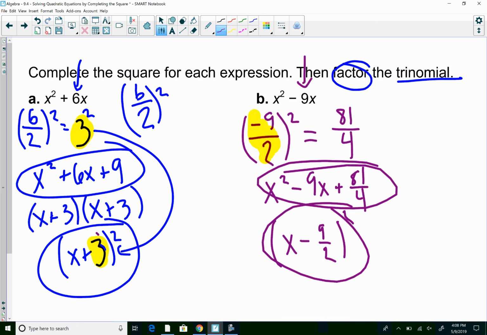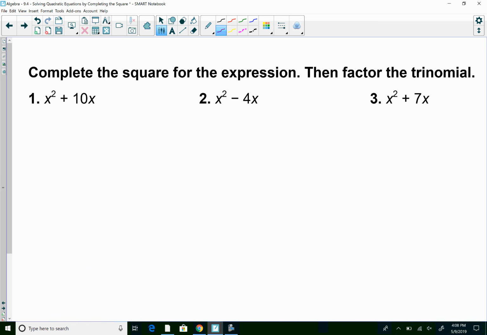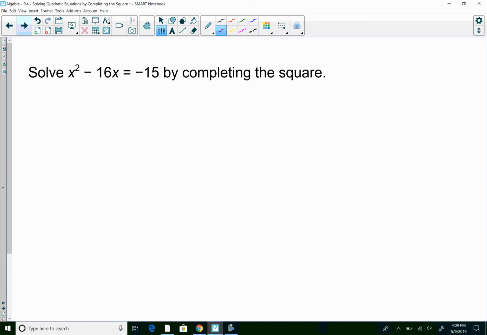So, like I said, your goal now is to do these 3, 1, 2, and 3. This one is exactly like example 3, and these two are fairly similar. I think the only difference here is that there's a negative, but they're fairly similar to example A. This one's just got a negative. So do these 3, pause the video, go ahead. I'm going to move on to our next couple of examples, which are solving by completing the square.